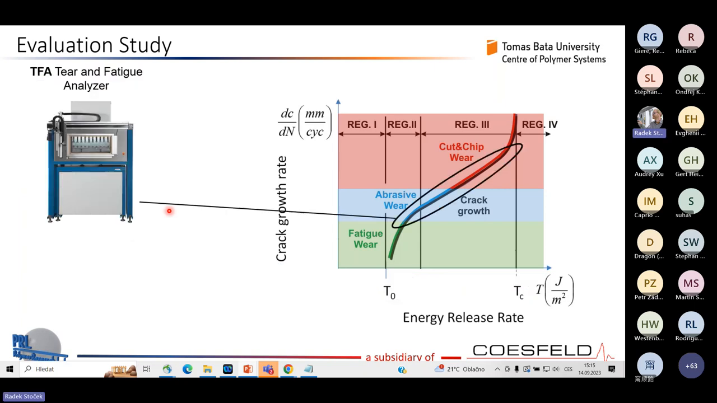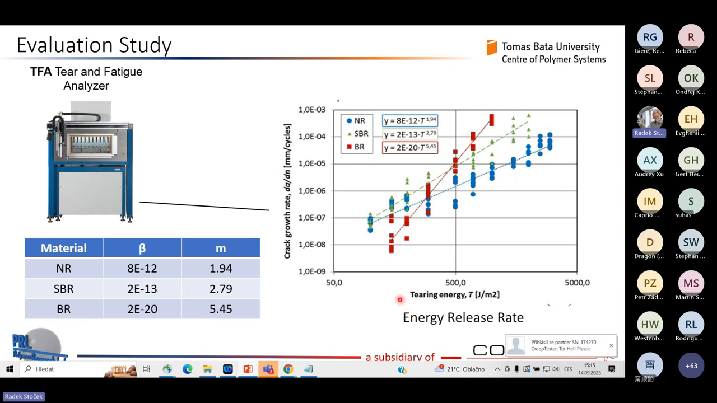Okay, the tear and fatigue analyzer. This is the equipment which describes the middle part of the curve. What we got for these three materials is presented here in this diagram, and we can see it very clearly. This can mainly be explained by the slope of the curve presented here. We see that natural rubber has the lowest slope, this is the blue one. Then it is followed by the SBR, and then the BR has the highest slope.